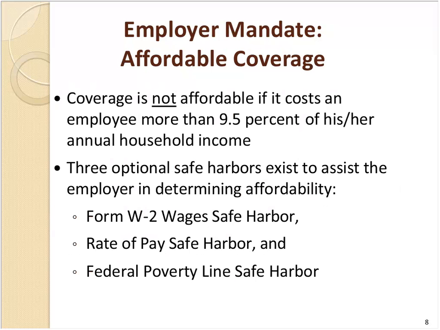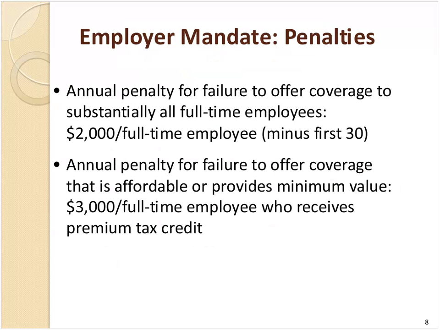And also it has to be affordable. And coverage is not affordable if it costs an employee more than 9.5% of household income, but the employer doesn't usually know that, so there are some safe harbors to determine that. We'll come back to minimum value and the employer mandate. But let's talk for a minute about the penalties to make sure you know what's at stake.